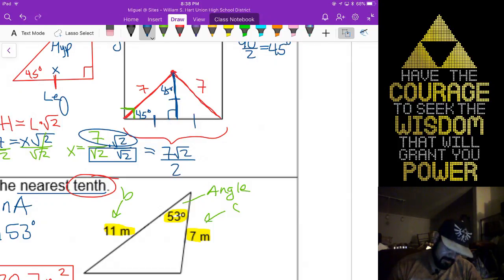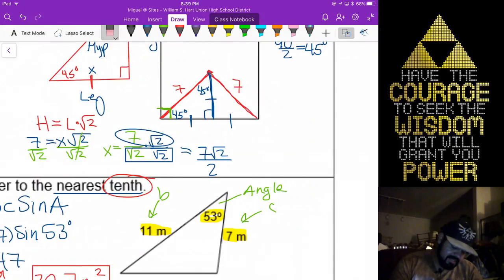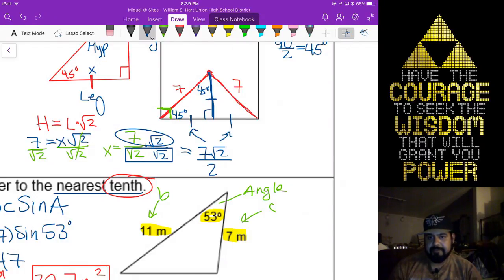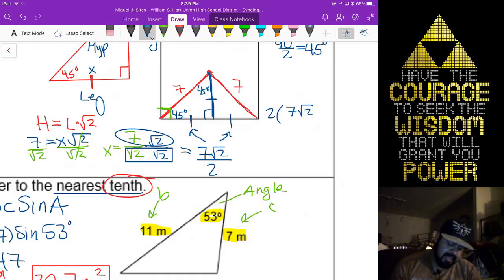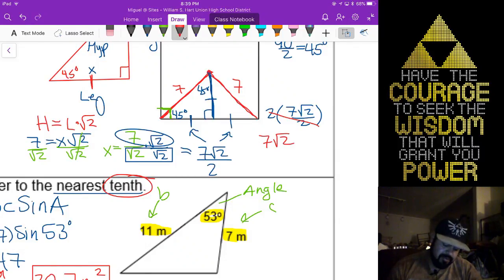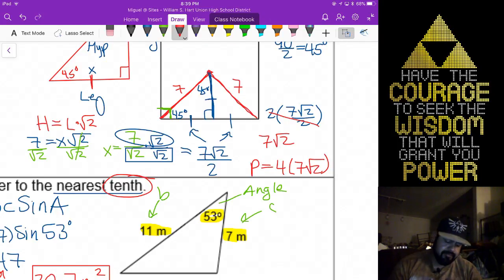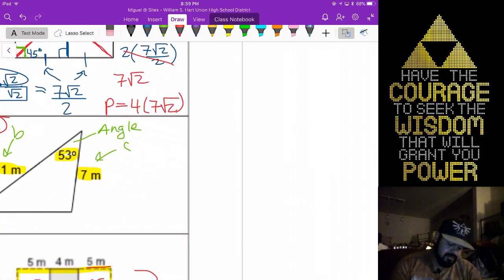So now from here, this is a little confusing because I realize it's underneath my little thing there. So the 7 rad 2 over 2 is this length here and that length there. So my total side length is going to be 2 times 7 rad 2 over 2. Hey, look at that. The 2's cancel out. So now I have 7 rad 2 as my side length. So my perimeter will be 4 times 7 rad 2, which is 28 rad 2.